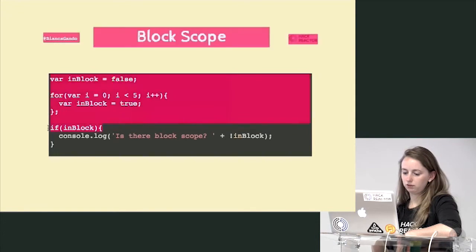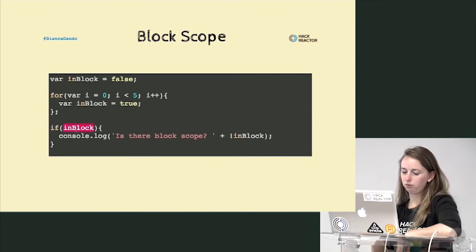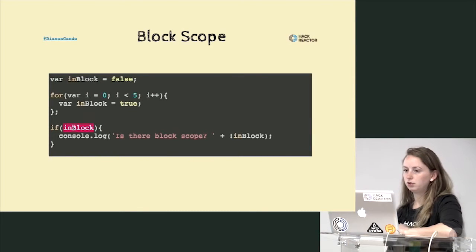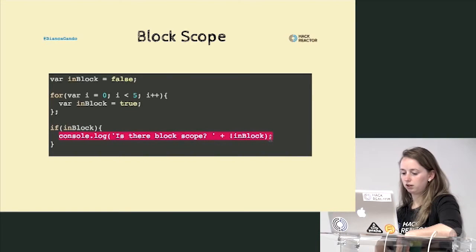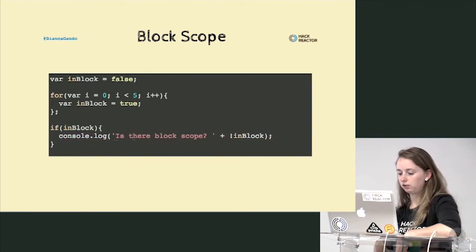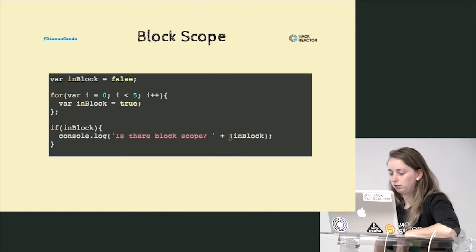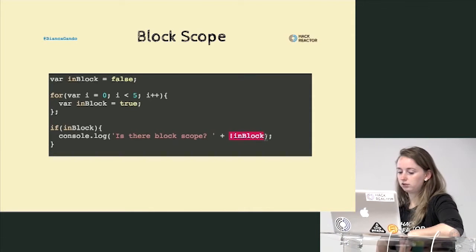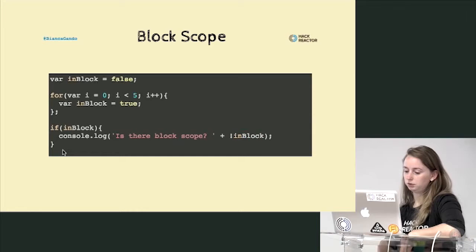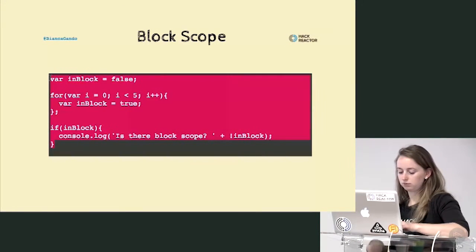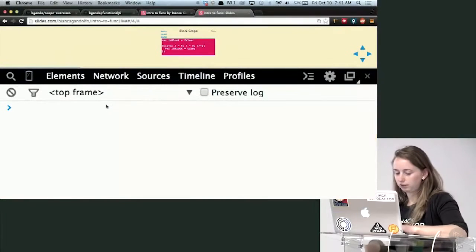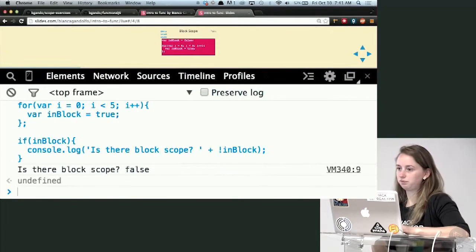Absolutely. So this if is going to evaluate whether in block is true or false. If it's true, it's going to enter into the if block here, and then it's going to console.log is there block scope, and this is not. So this is going to return the opposite. Since in block is true and this is not, this is going to evaluate to false. So the question is, is there block scope in JavaScript? Well, I don't know. Let us ask. False.